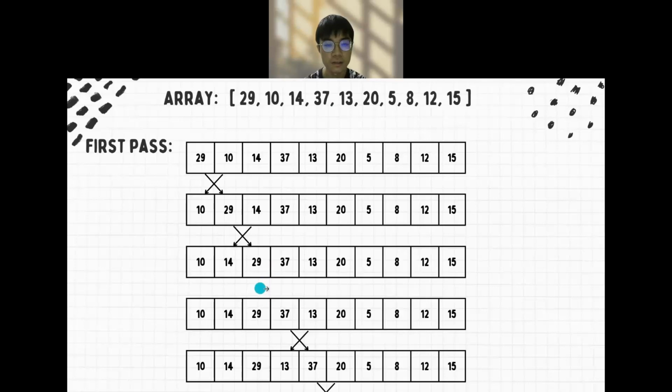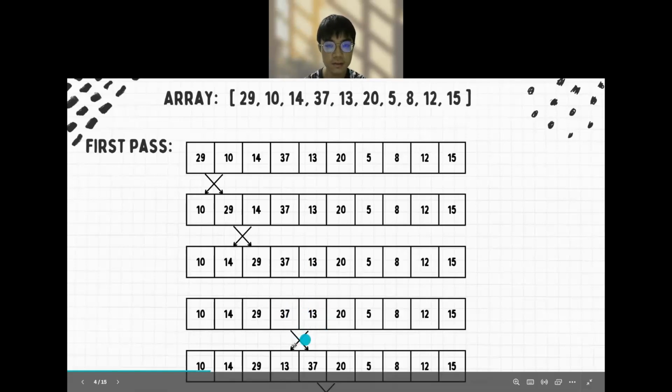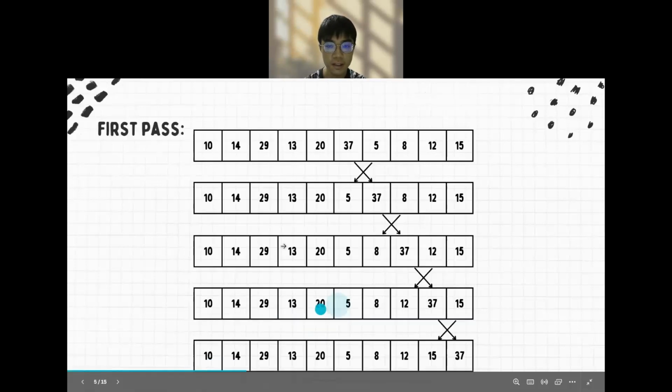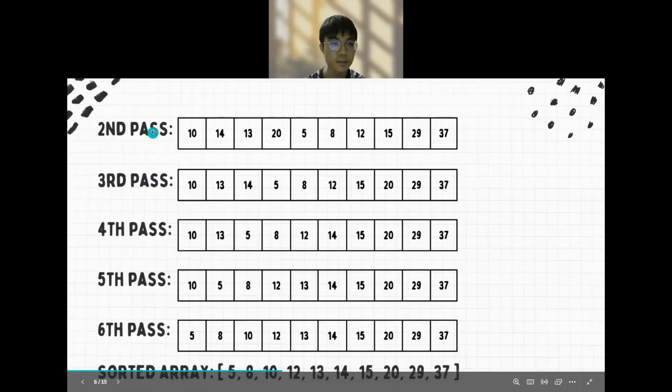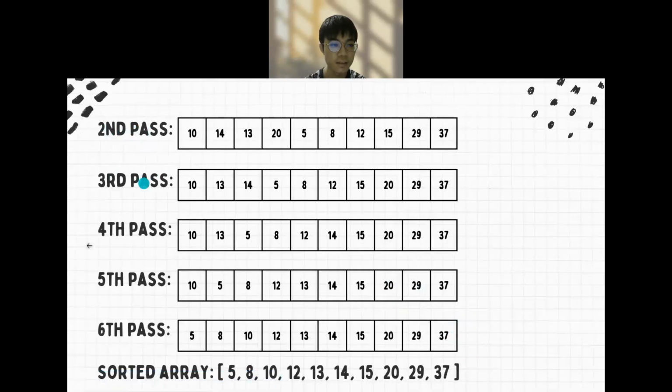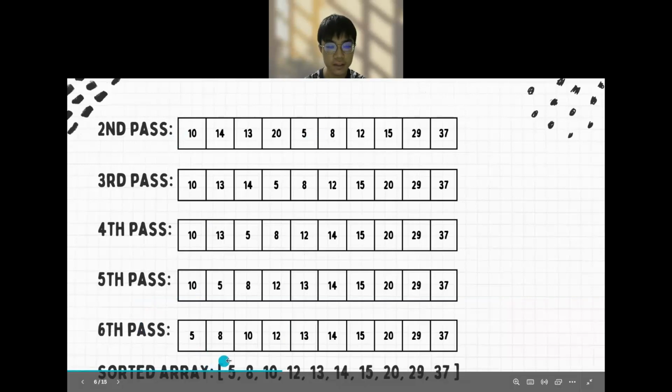no swapping occurred. Then we continue comparing the adjacent elements and swap them until the last element in the array. After that, we carry on with the second pass, third pass, fourth pass, fifth pass, and sixth pass until the array is sorted with the same method and theory. So this is the sorted array: 5, 8, 10, 12, 13, 14, 15, 20, 29, and 37.